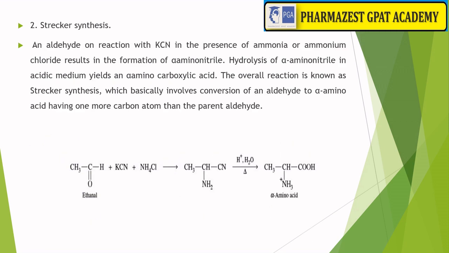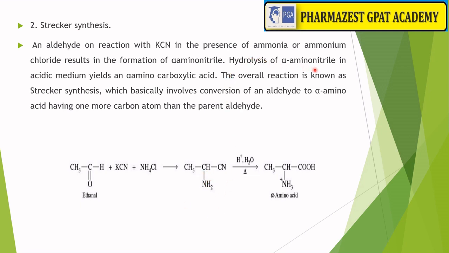Next, coming to Strecker synthesis. It is another important method for the synthesis of amino acids. An aldehyde, on reacting with potassium cyanide in the presence of ammonia or ammonium chloride, results in the formation of an alpha amino nitrile. The carbon attached to the functional group is the alpha carbon. The alpha carbon is attached to the amino group, giving alpha amino nitrile.